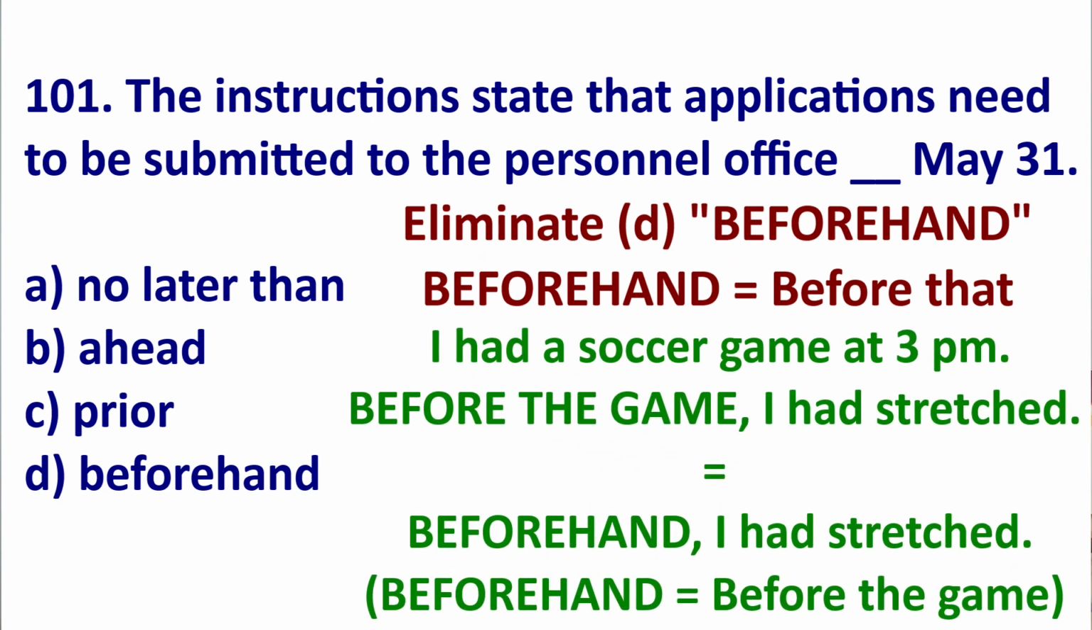For example, I had a soccer game at 3 p.m. Before the game, I had stretched. Well, I could also say I had a soccer game at 3 p.m. Beforehand, I had stretched. So beforehand equals before the game. Notice I do not have a noun directly after beforehand. It already means before noun.